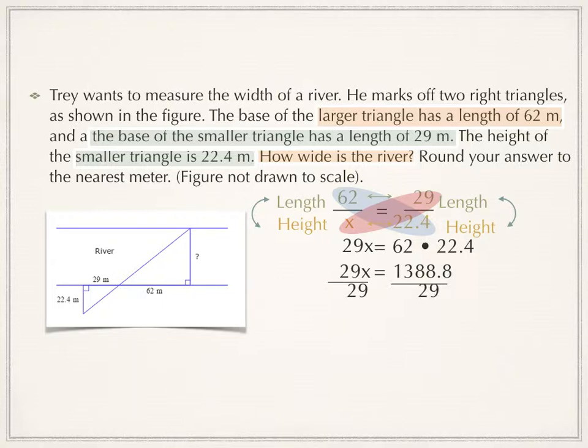Then we want to go ahead and get x by itself. So we go ahead and divide both sides by 29. And when we do that, we get x is equal to 47 and 88/100. But then note that we want to round to the nearest meter. So because the 8 is bigger than 5, we go ahead and round up that 7. So add one more to the 7 and that's where we get the 48 meters.